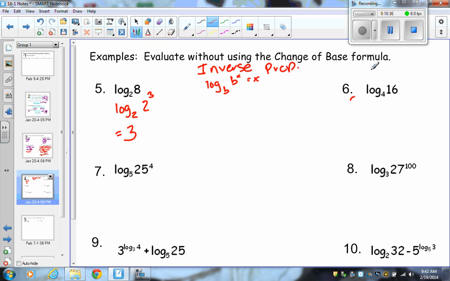On number 6, we're going to ask ourselves, 16 is 4 to what power? And that's to the second. So I can rewrite this as log base 4 of 4 squared. And since these are the same number, that's just going to equal 2.